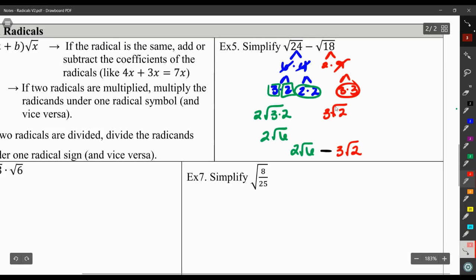And this is what you should have had for your simplification. 2 square root of 6 was the square root of 24. Square root of 18 simplified into 3 square roots of 2. So we were supposed to subtract these, but even after we simplified, we still ended up with 2 different radicands. So what that means is this is as simple as this expression is going to get because these are not like terms. You cannot add these together.